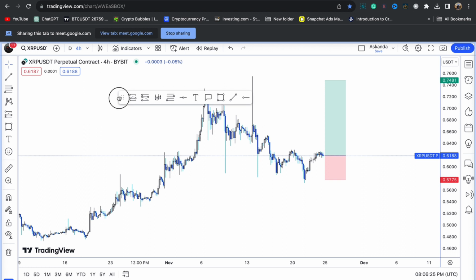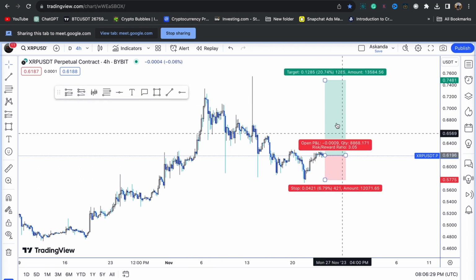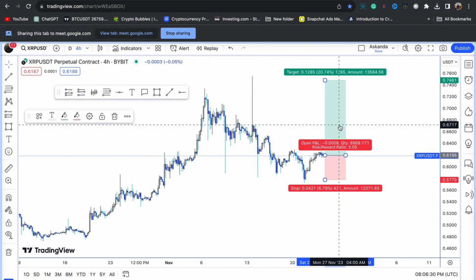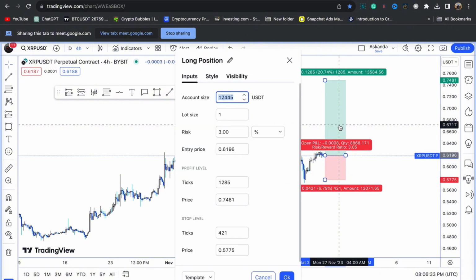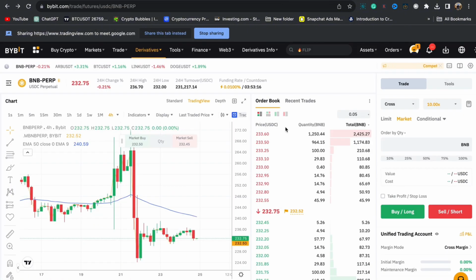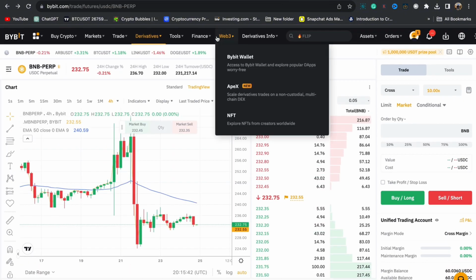So to calculate the position, please pay attention to this. You double click on it. When you double click on it, you are going to enter your account balance. You are going to enter your account balance here. So you are supposed to enter $60. Okay, because on Bybit, let's go to Bybit and I will show you guys something here.